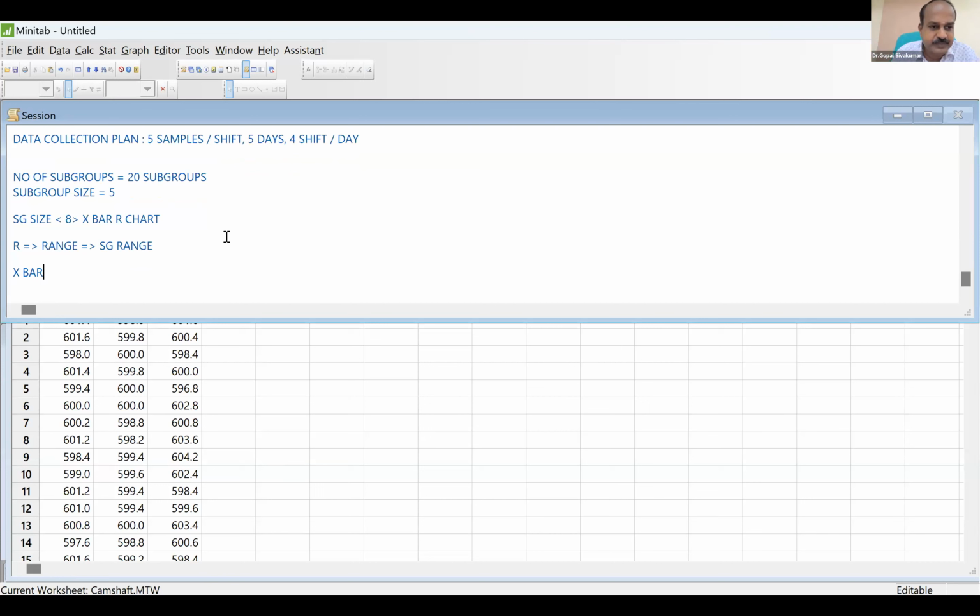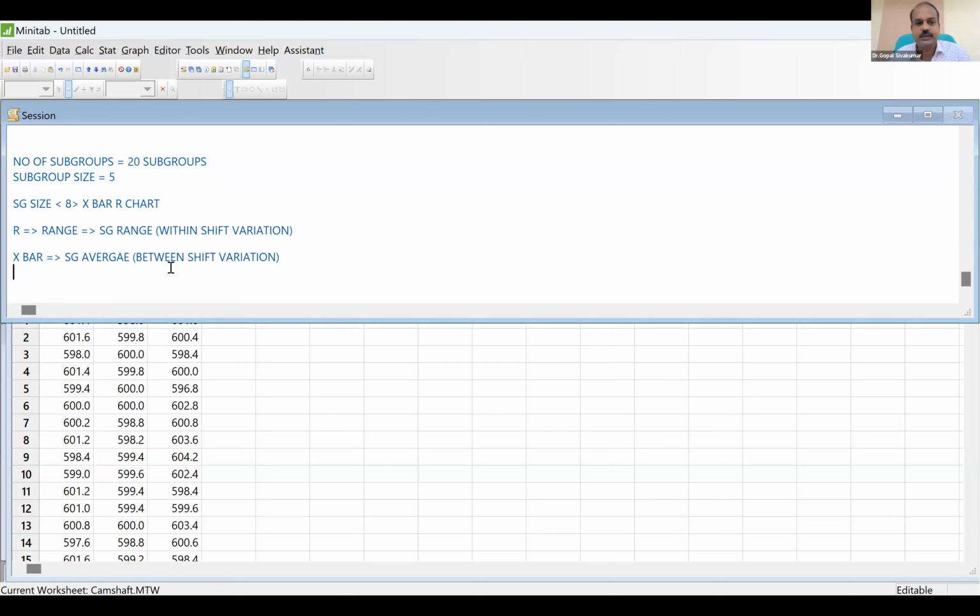Now, X bar. X bar is nothing but subgroup average. The purpose of subgroup range is to determine the within shift variation. The purpose of subgroup average X bar is to determine the between shift variation. Now you will understand this once we plot the graph.